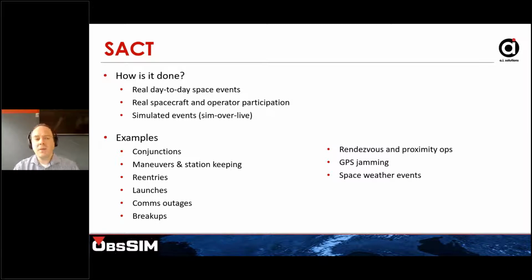So examples of things you might see in SACT are conjunctions, maneuvers, reentries and launches. As I said earlier, comms outages, breakups. Something you see a lot is rendezvous and proximity operations. That's spacecraft coming nearby, perhaps for docking, for inspection, etc. GPS jamming, space weather, lots of things. They like to say that it's your worst day in space, because between what's going on and what participants are able to add in simulation, we're able to throw all these things together and do so much in the course of a week.